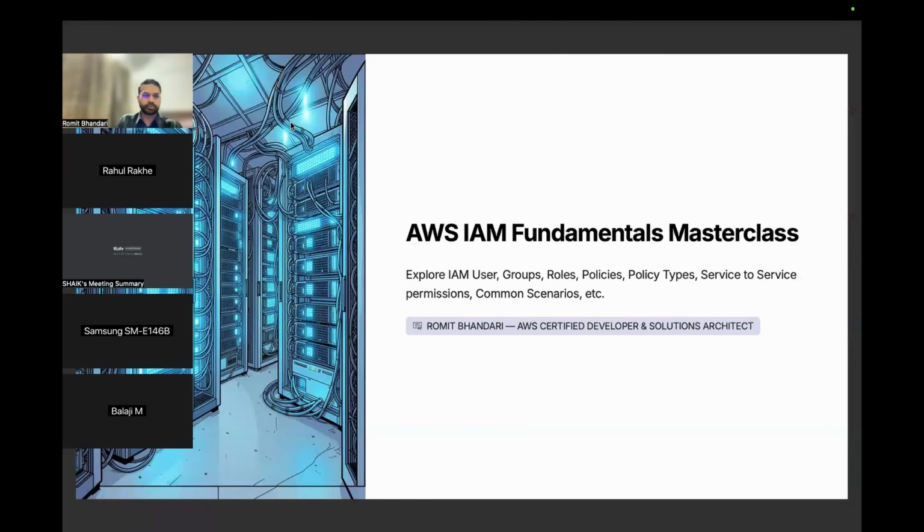Okay, so as I mentioned, on IAM we will discuss various topics like IAM users, groups, roles, policies, service to service permissions, common scenarios, etc. And by the way, I am a certified AWS developer and solutions architect. I used to work in JP Morgan as VP engineering prior to this, and I possess more than 18 years of industry experience, working in various companies. Okay, that's about my introduction.